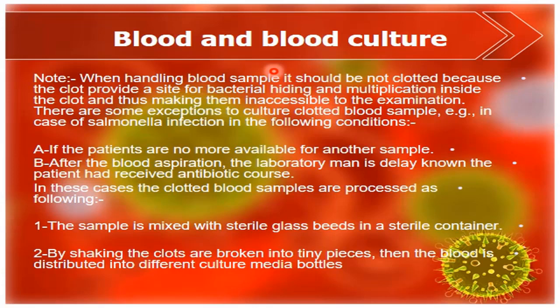Clinical status for the patient is so critical and we must handle the clotted sample. How can I handle these clotted samples? First, the circumstances as I describe: after the blood aspiration, the laboratory delay, and now the patients are receiving an antibiotic course. In these cases, the clotted blood samples are processed as follows. First, the sample is mixed with sterile glass beads in a sterile container.